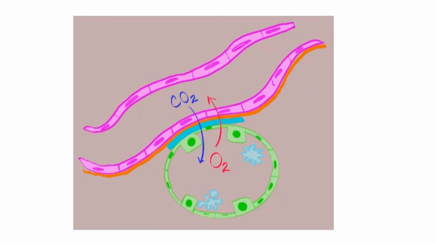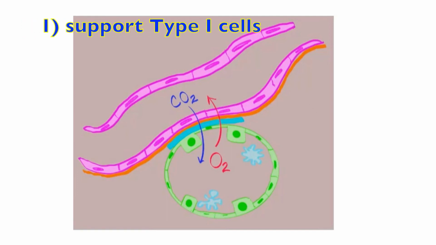Carbon dioxide is going to go the other direction. Once carbon dioxide moves into the alveolus, it then can proceed superiorly out the remaining part of the respiratory system. The function of the type 2 alveolar cells is twofold. One, it helps support and maintain the type 1 alveolar cells, the squamous cells. Two, and arguably more important, is the type 2 alveolar cells secrete a substance known as surfactant.